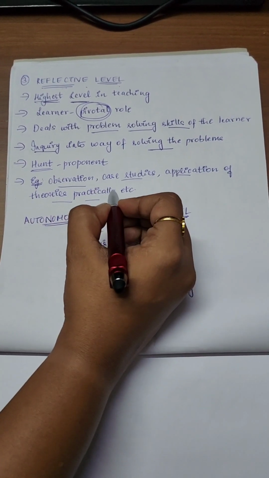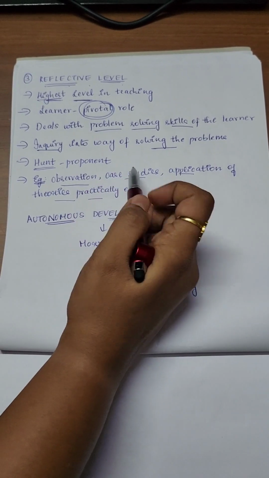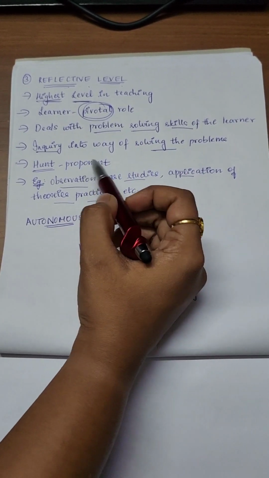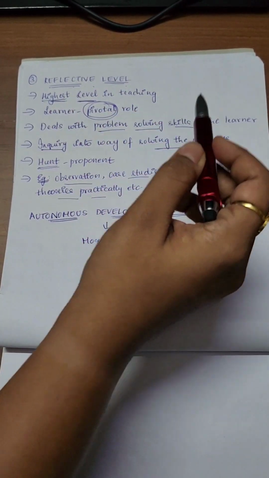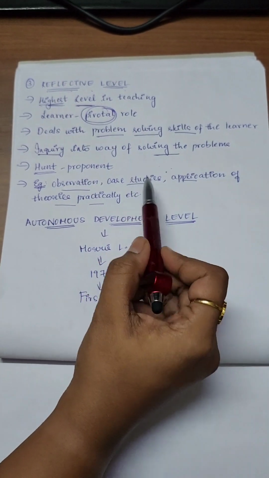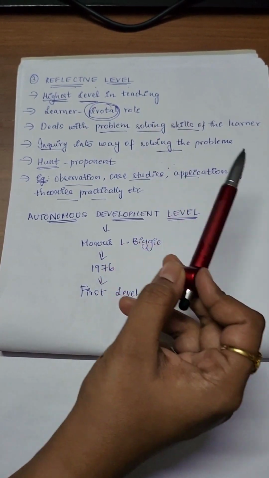For example, if you are going to study robotics, how does robotics get applied in artificial intelligence? It's one such example under reflective level, where whatever you are learning, you are trying to solve it and apply it in the real life practical scenario.